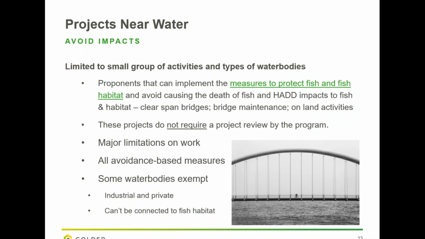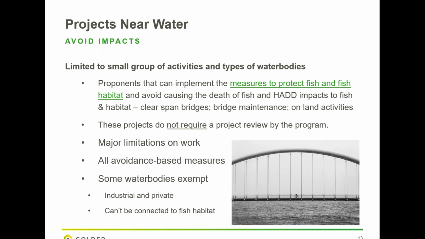So right now, there is some information on the DFO website to give guidance when you do not need to contact DFO and where the Fisheries Act doesn't apply. And right now, it really is limited to a very small group of activities and a small group of types of water bodies that don't need to be considered. There's information on implementing measures to protect fish and fish habitat associated with clear span bridges, bridge maintenance, and essentially on-land activities.